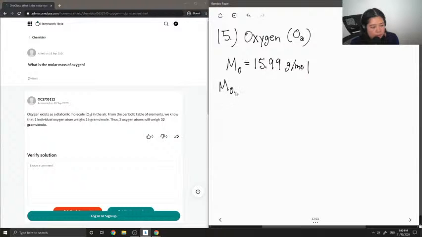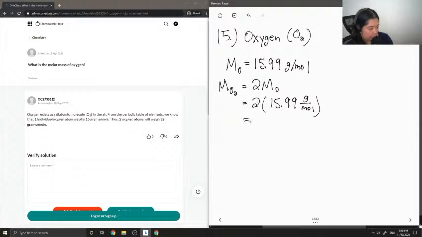The molar mass of O2 will be 2 times the molar mass of a single atom of oxygen. So 2 times 15.99 grams per mole gives us around 32 grams per mole for the molar mass of oxygen.